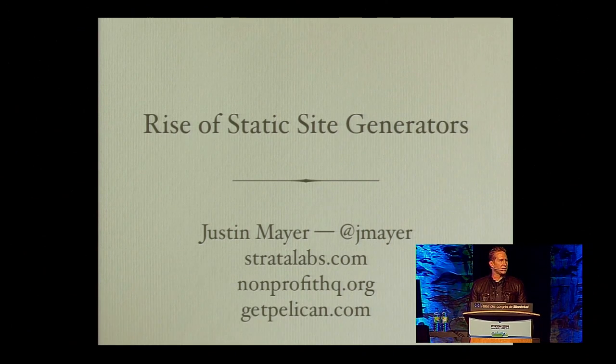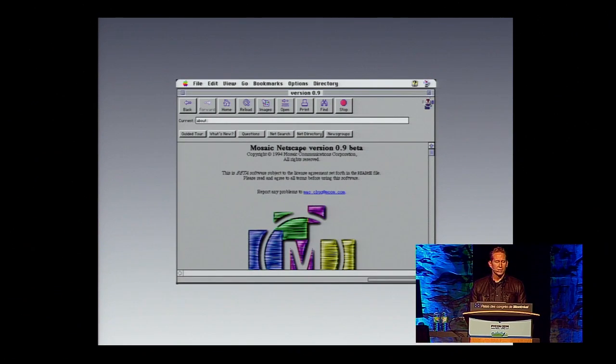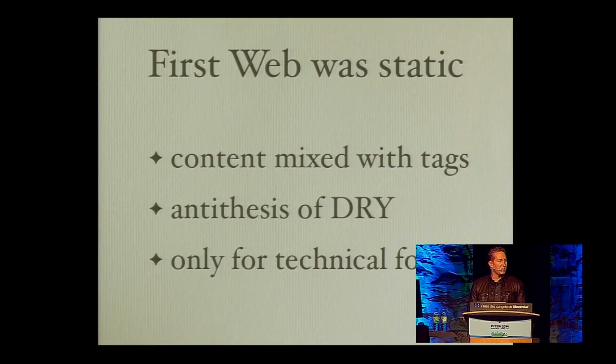But we can't talk about static site generators without first talking about how the web was started. Sometime in the mid-1990s, humankind began coding HTML pages by hand. For those that may not know, the first websites consisted of content mixed in with HTML tags. Headers and footers were copy-paste duplicated across every page on the site, and by and large, only technical folks published things.